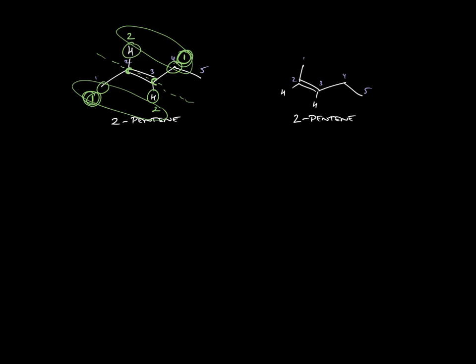The German word for apart is entgegen, which is spelled like this, entgegen. You get to learn a little bit of German, but we just use E. So we would indicate that this is an E-pentene. We would put this as 2E-pentene.